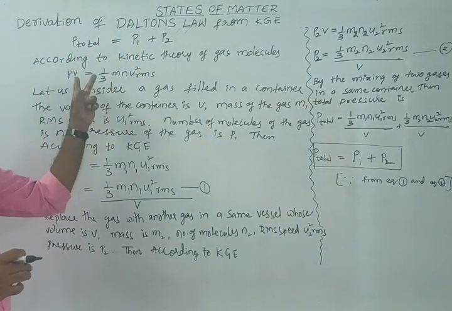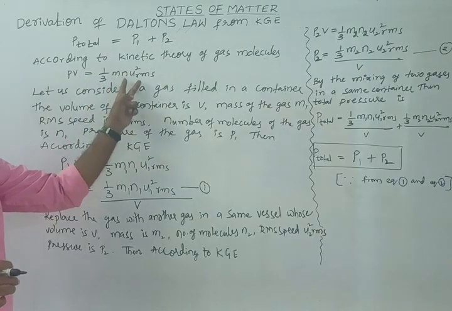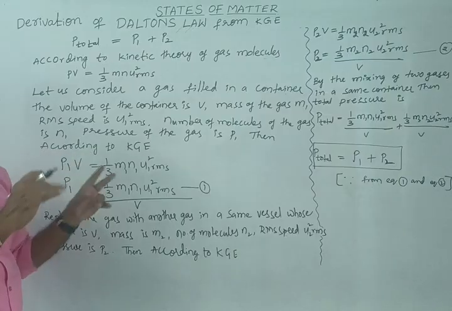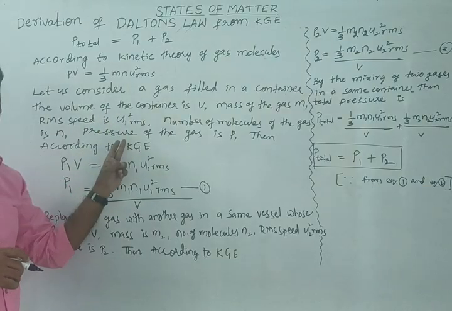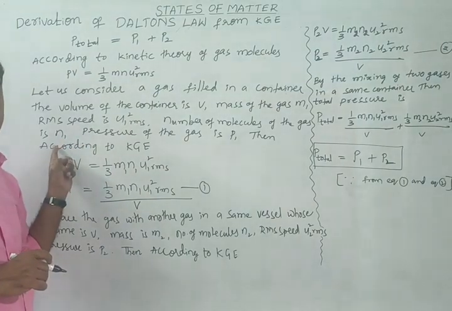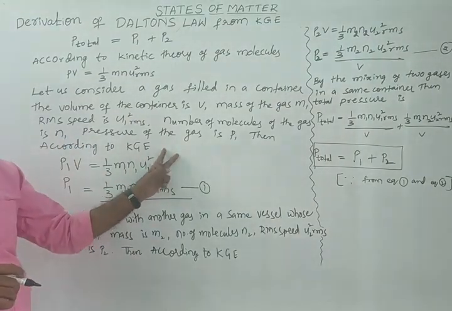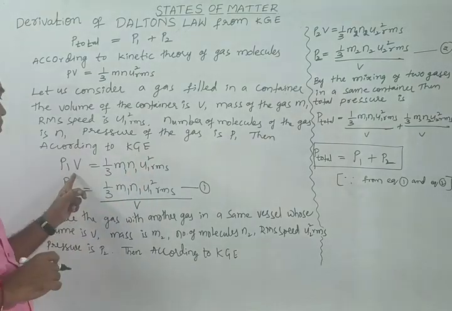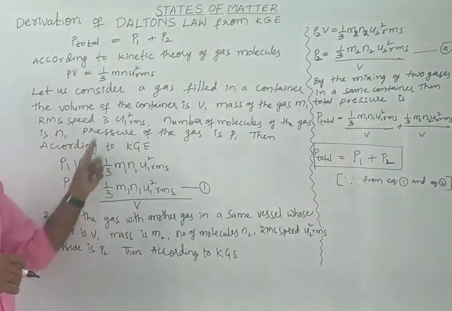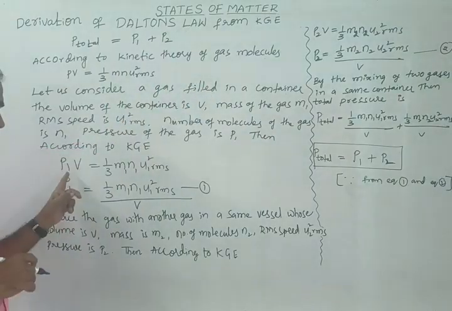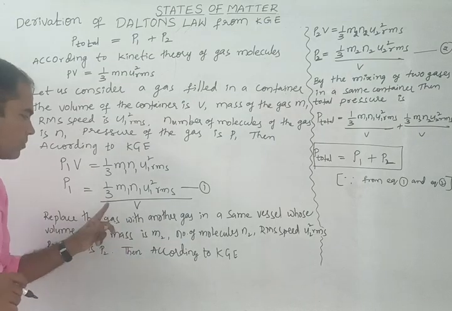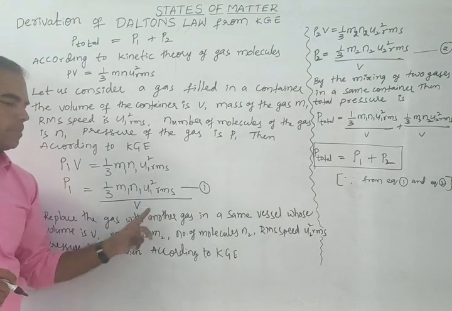According to the kinetic theory of gas molecules, PV equals 1 by 3 mn u square RMS. Here the container of volume V is filled with a gas whose mass is m1, RMS speed is u1 square RMS, n1 is the number of molecules, and p1 is the pressure. From the kinetic gas equation, P1V equals 1 by 3 m1 n1 u1 square RMS. Since the volume is constant, P1 equals 1 by 3 m1 n1 u1 square RMS by V.